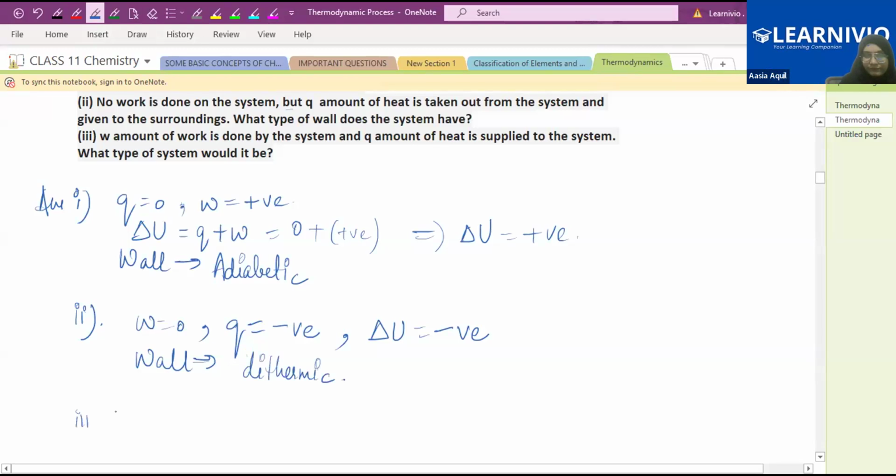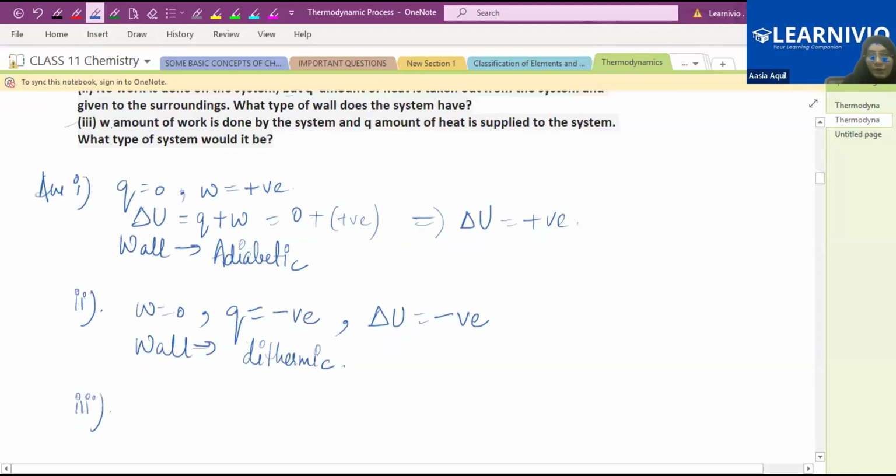Third one. See, this is an NCERT question. It is important. W amount of work is done by the system, right? Yes, Sanidhi, now tell me, if work is done by the system, what is the value of W? Positive or negative? Ma'am, negative. It's negative. So it's by the system, so it's negative.